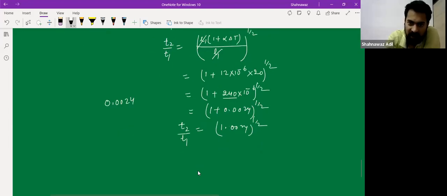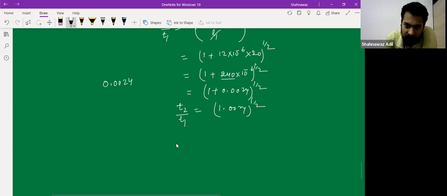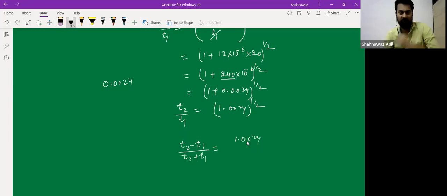And when we take T2 by T1 minus of, let's say T1, and let's do componendo dividendo here, right? So this is this, so this would be what? T2 minus T1 and then T2 plus T1, right? So this would be what? 1 plus 0.024, what am I doing?